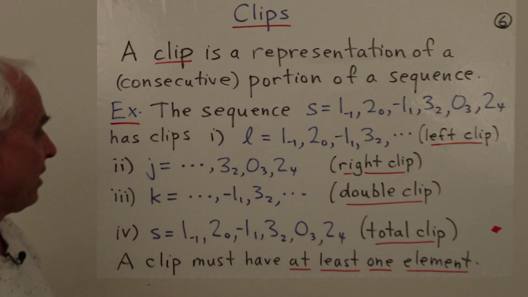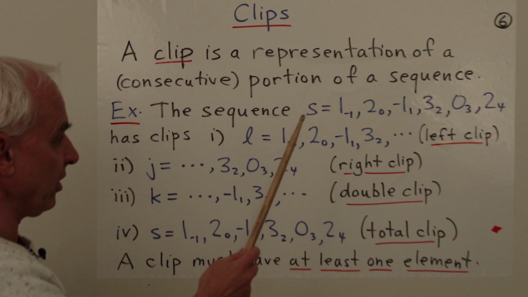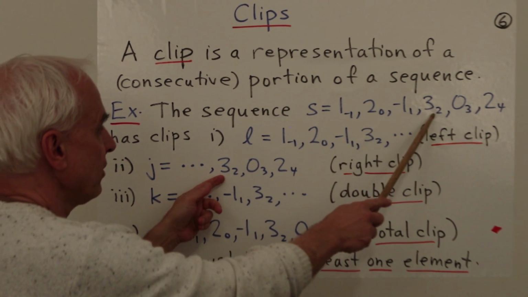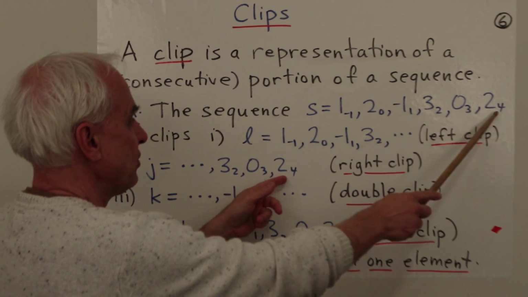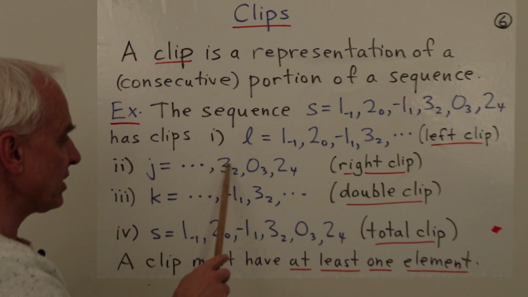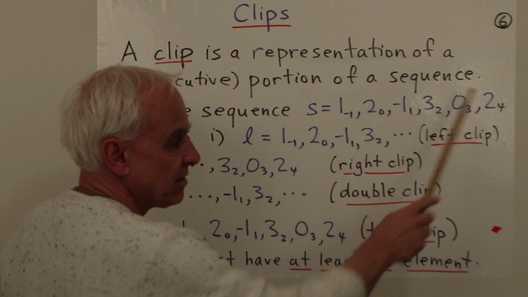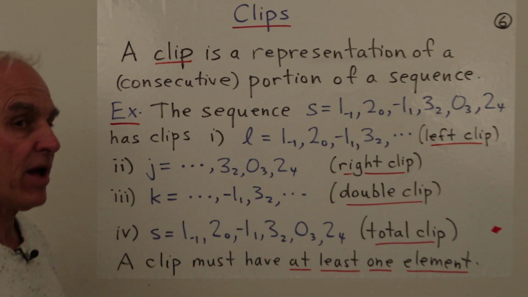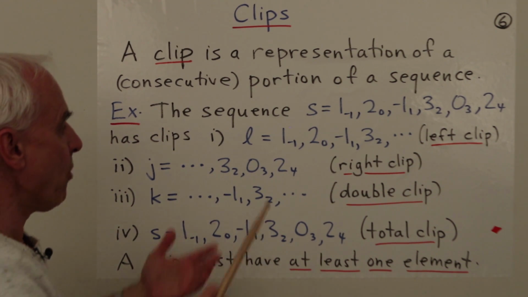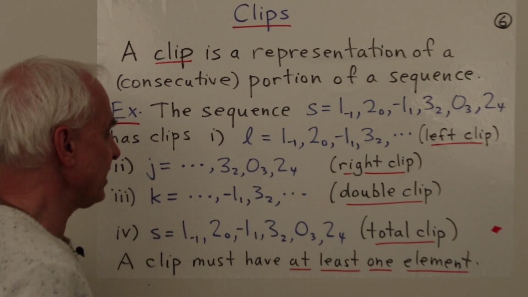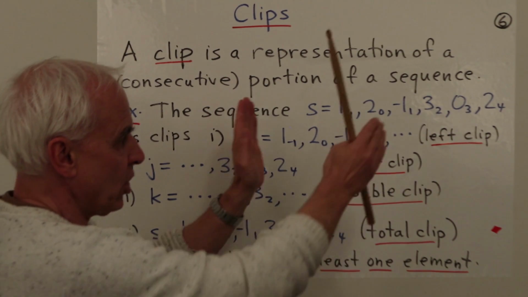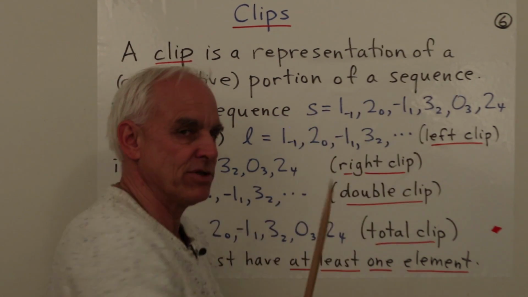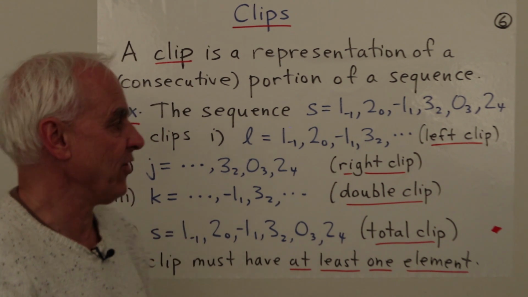Correspondingly, here's a right clip. Its name is J from the same sequence. It has 3 dots and then 3 sub 2, 0 sub 3, 2 sub 4. So it's the sequence 3, 0, 2, which is the last portion of the given sequence, and 3 dots in front of that telling us that there's more to the sequence than just this. This is a snapshot of the rightmost part of the sequence.